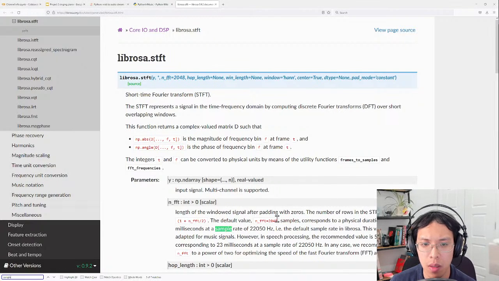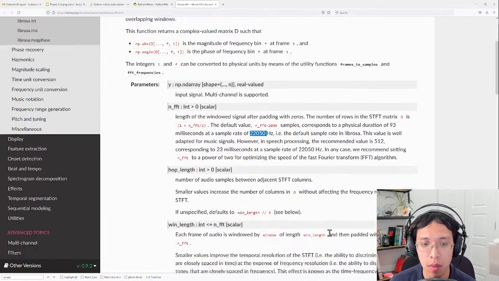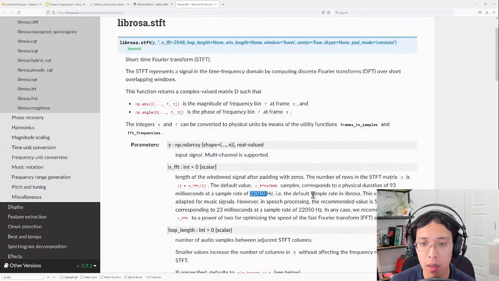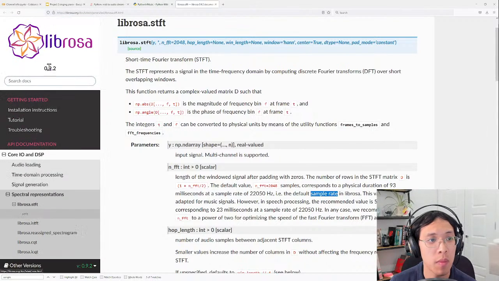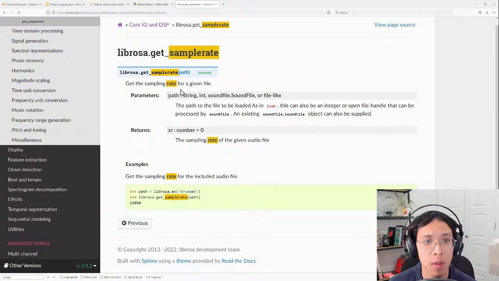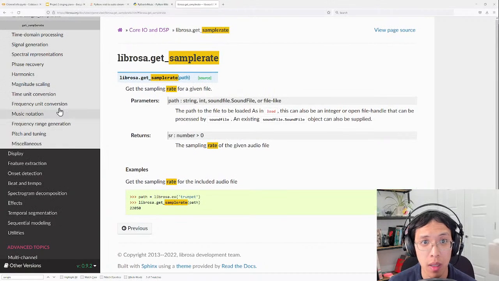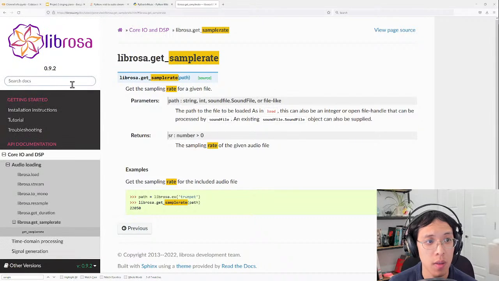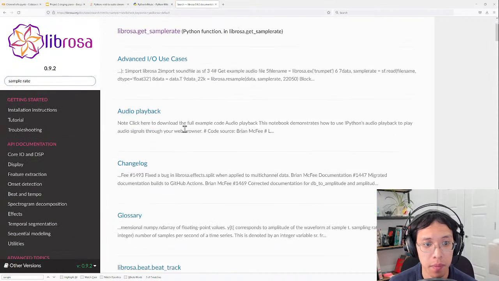So it says the default value corresponds to a physical duration of this at a sample rate of 22050, which is the default sample rate in librosa. So I need to change the default sample rate. Okay, how do I do that? librosa get sample rate. That gives it for a given file, but that doesn't change the default. Okay.